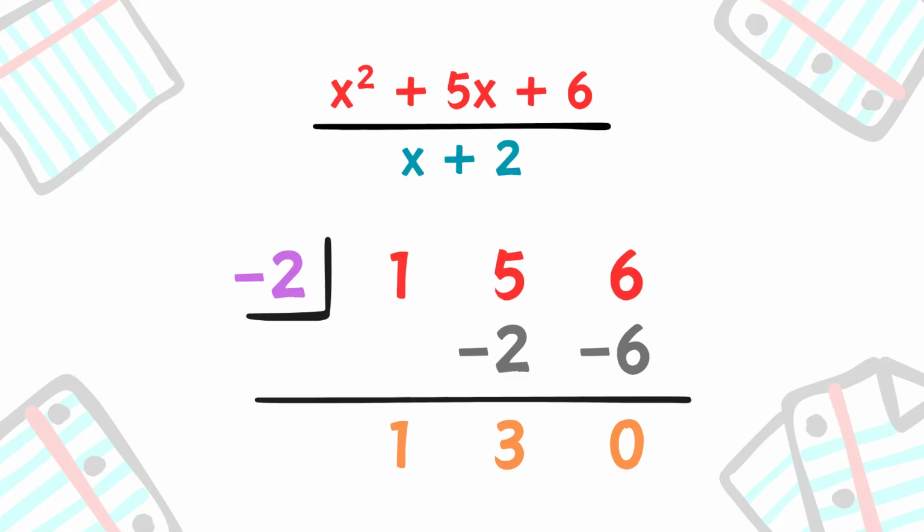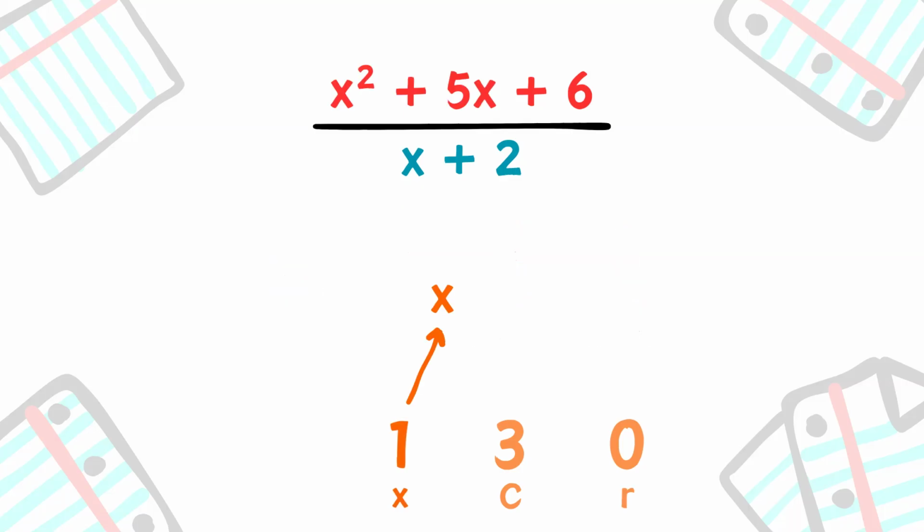Now, each exponent in the dividend goes down by 1 in the quotient. X squared becomes x, x becomes a constant, and our constant becomes a remainder. Now we have 1x and 3 as our constant, and no remainder. So our quotient is x plus 3.